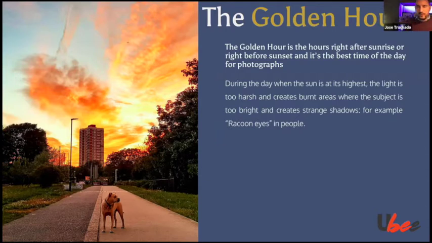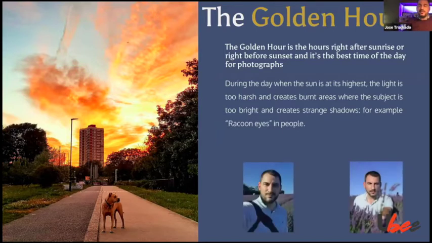The worst time to take a photo with your phone is at midday. So when the sun is up, and I'm going to show you here, these are two pictures that I took in the same place, but at different times. In the first picture, the sun was really high in the sky, and that creates the strange shadows that I was mentioning before. This effect in people is called raccoon eyes because it creates these dark circles around your eyes where you don't really see the eyes. And actually, when you're taking a portrait of a person, the eyes are the most important thing.